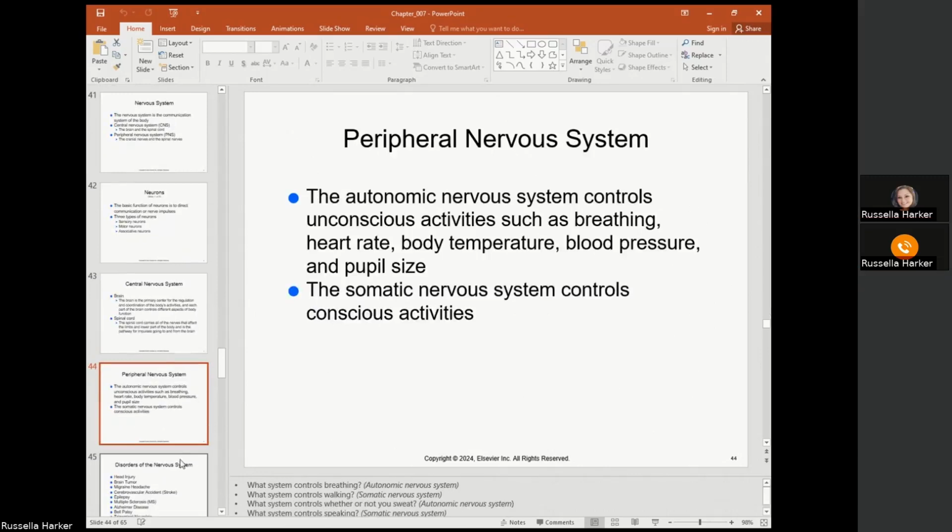The peripheral nervous system, or the autonomic nervous system, controls unconscious activities such as breathing, heart rate, body temperature, blood pressure, and pupil size. The somatic nervous system controls conscious activities. If you remember from Mod 6, somatic means referring or pertaining to the body except the reproductive organs.